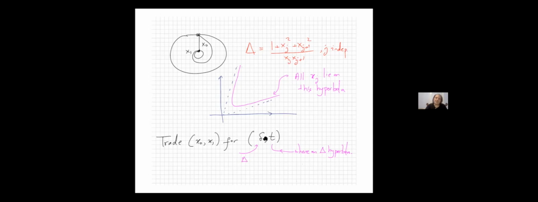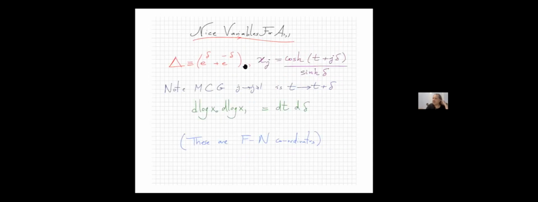You're supposed to think of this little delta as telling you the magnitude of capital Delta. So it's telling you which one of these hyperbolas you're on. And this little t is just moving you around the hyperbola. Here's what the explicit variables end up being. If I write capital Delta as e to the little delta plus e to the negative little delta, and these are the x_j's, it's cosh of (t plus j delta) over sinh delta. That's the parameterization of all the cluster variables as a function of little t and delta, instead of as a function of x0 and x1, which is what you would start off doing.